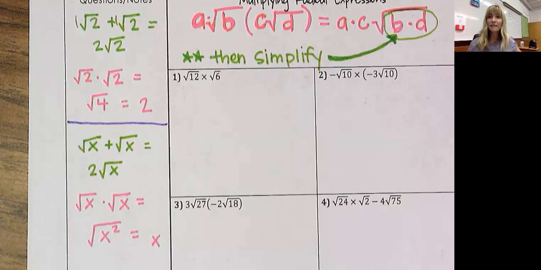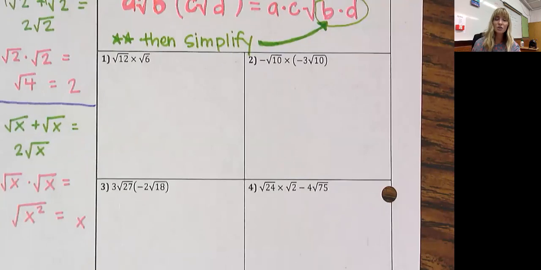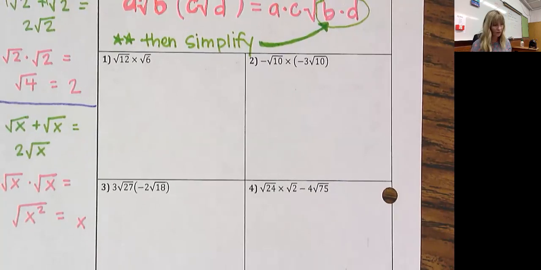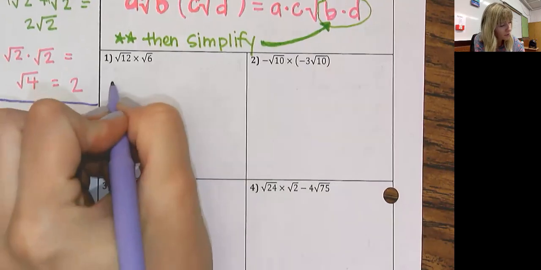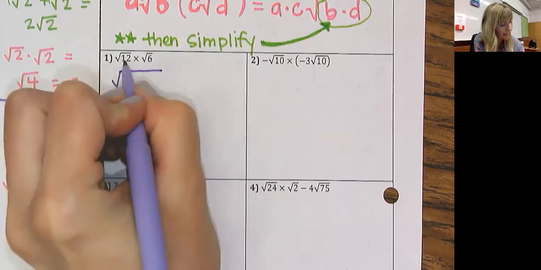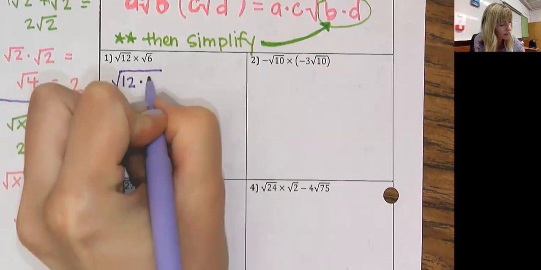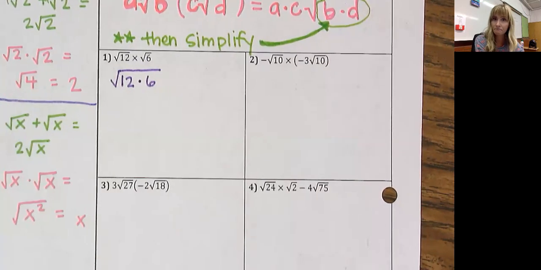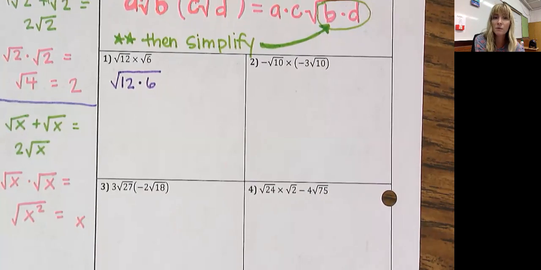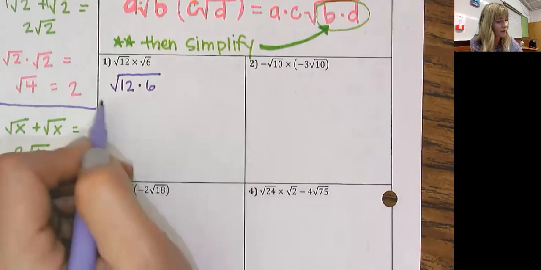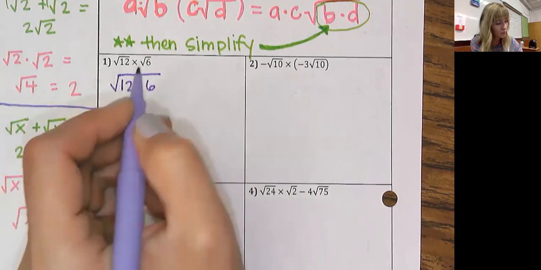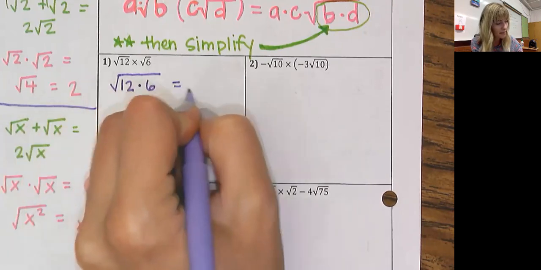Okay, so let's actually put that into practice and let's try some multiplying with radicals. Here we go. All I have to do to start is put these back together as a product under the radical. First step, just multiply those radicands. Put them back together under the radical. Now I am going to actually multiply those. 12 times 6 is 72.